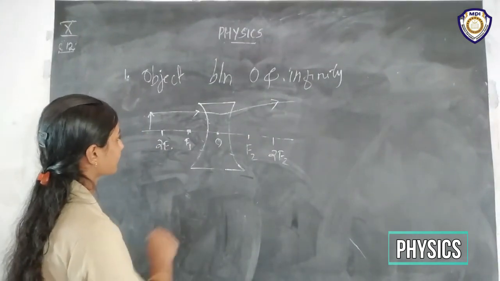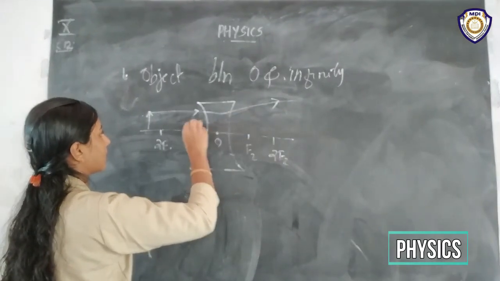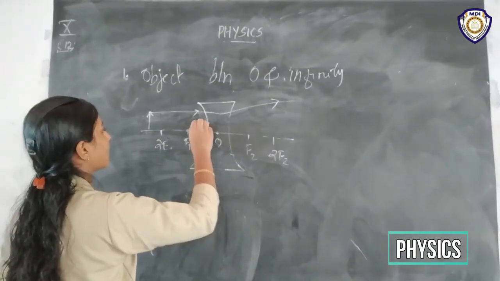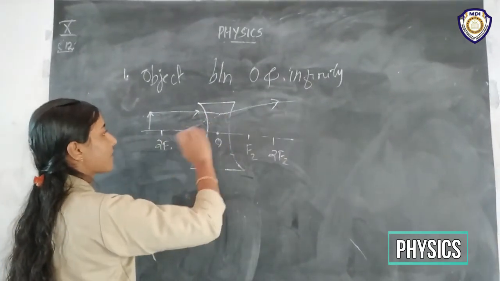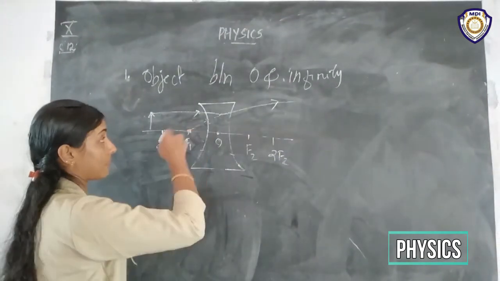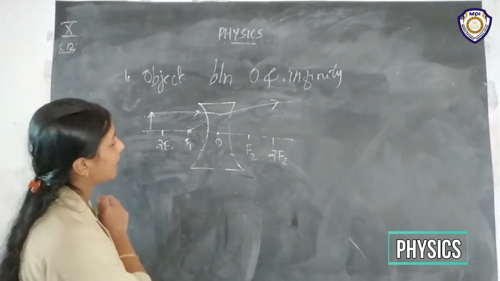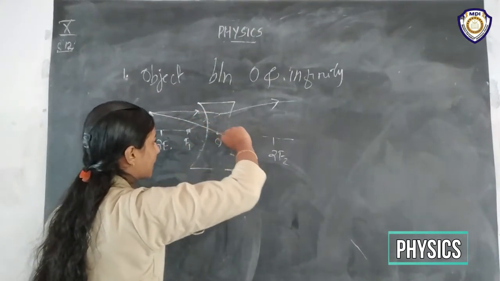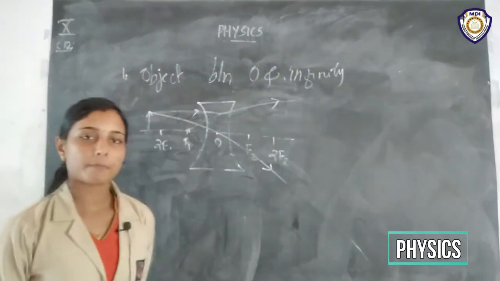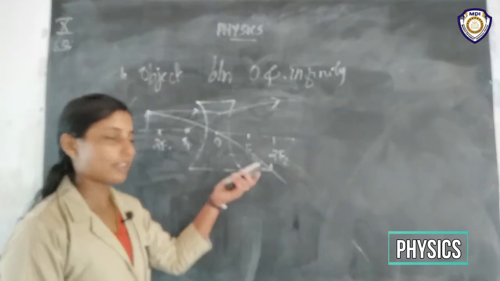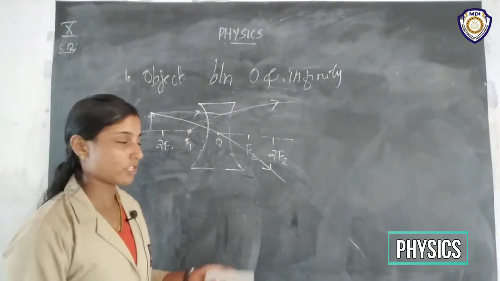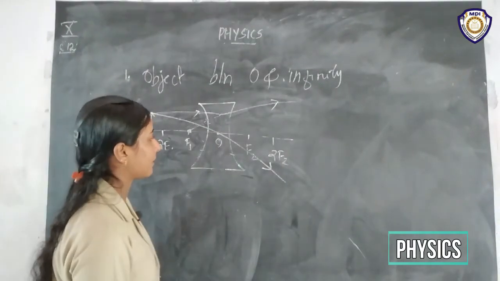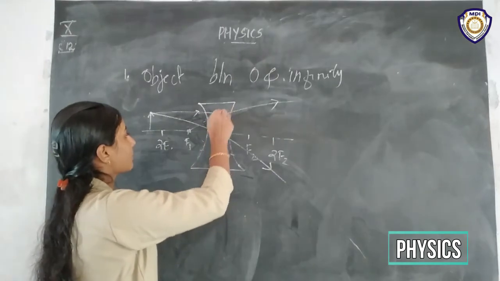The incident ray parallel to the principal axis will diverge as if from the principal focus like this. Next, we draw an incident ray that passes through the optical center. What happens to the refracted ray? It will go like that, meaning there will be no deviation or change in direction. So the refracted ray passes like this, and where will these meet?